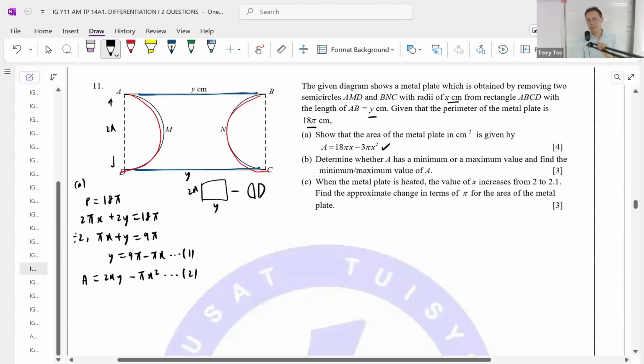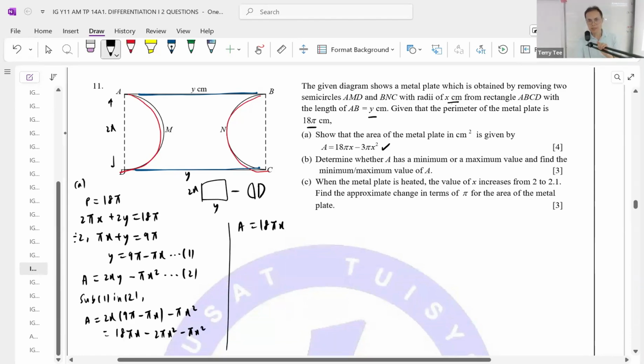Now notice that your answer is in terms of x, there is no y. So we sub 1 in 2. Your area is 2x, 9 pi minus pi x squared. So this is 18 pi x minus, this will give us 2 pi x squared minus pi x squared. So your area will be 18 pi x minus 3 pi x squared.